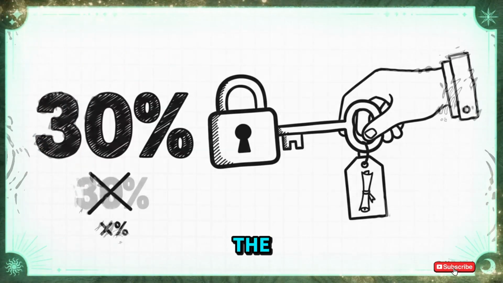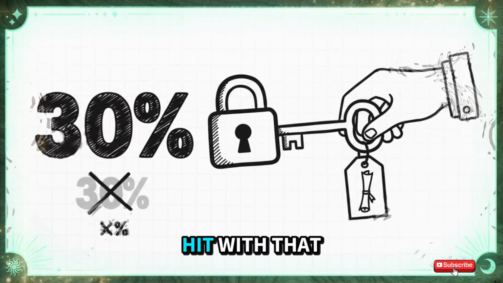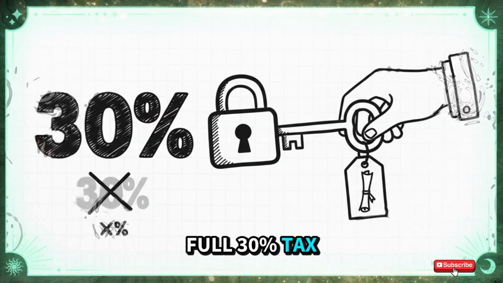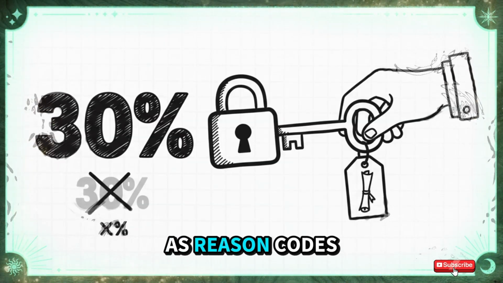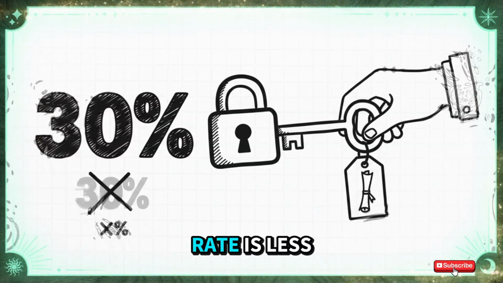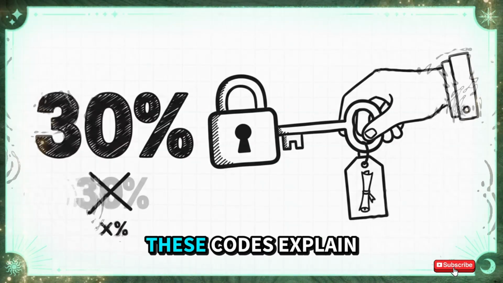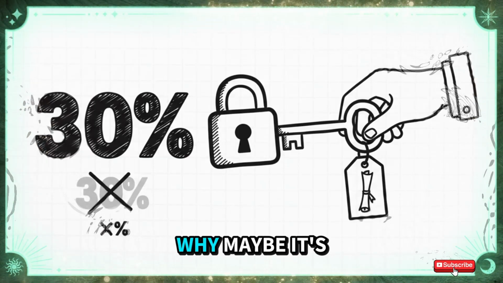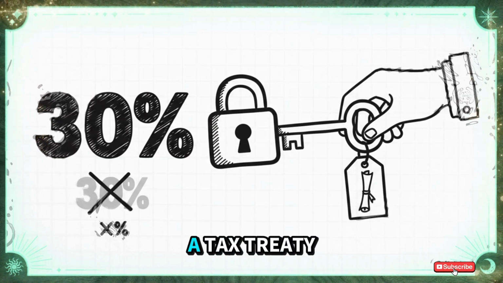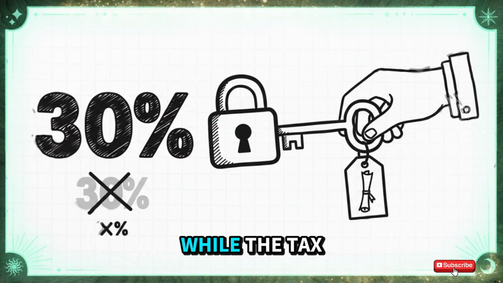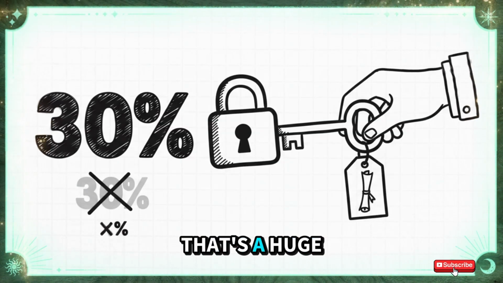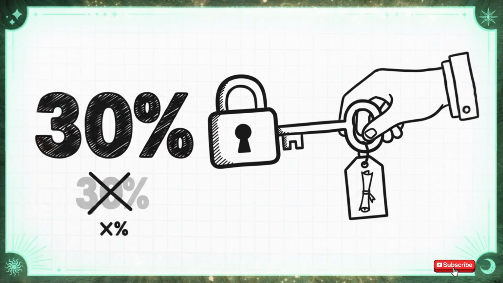So how does the IRS know why you didn't get hit with that full 30% tax? That's where these boxes come in. Think of them as reason codes. If the tax rate is less than 30%, these codes explain why. Maybe it's code 04 because of a tax treaty. If these codes are wrong or missing while the tax is reduced, that's a huge red flag for an audit.